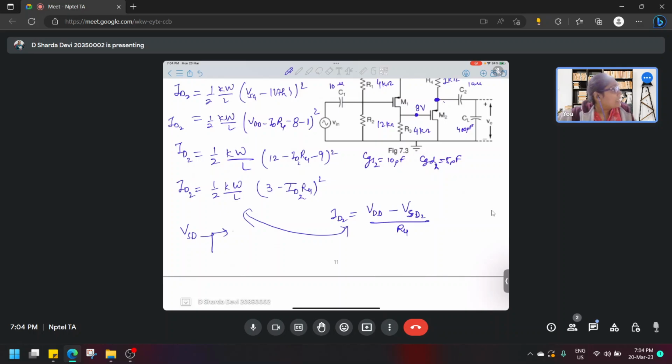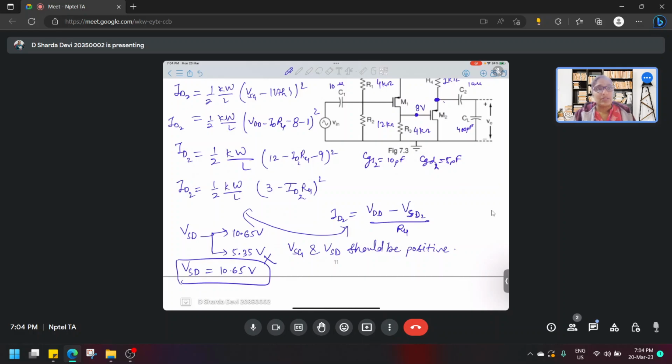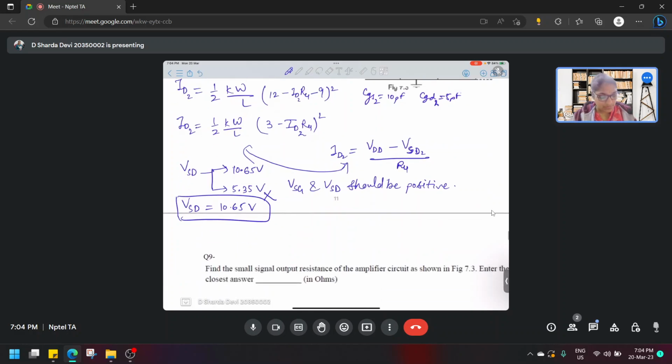One is the value 10.65 volts and the other value is 5.35. Yes, 5.35 volts. And since VSG and VSD should be positive, so 5.35 will be discarded and VSD is 10.65 volts. Okay, so the VSD is 10.65 volts.